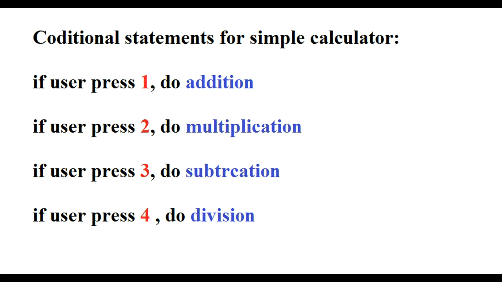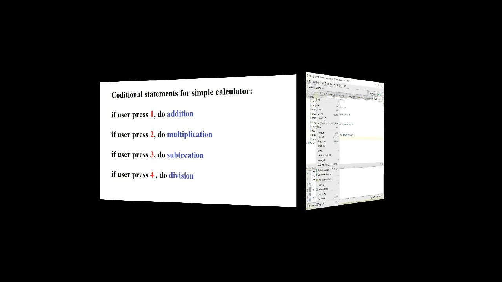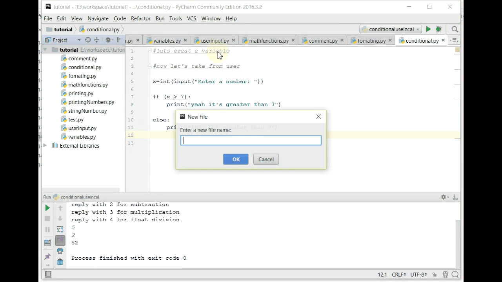While creating a simple calculator, we will ask the user that if the user presses 1, then we will do addition for him. If the user presses 2, we will do multiplication. If the user presses 3, we will do subtraction, and if the user presses 4, then we will do division for the user. Here I am telling how we will do this. So stay with me in this lecture, in which you will see how to use the conditional operators for the simple calculator. I am showing everything to you.